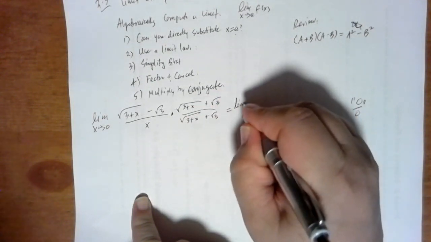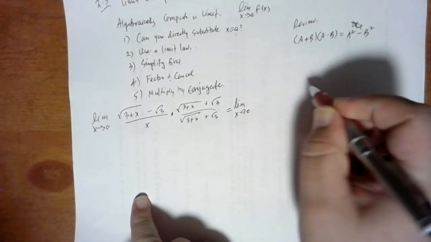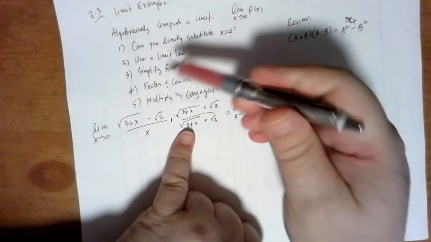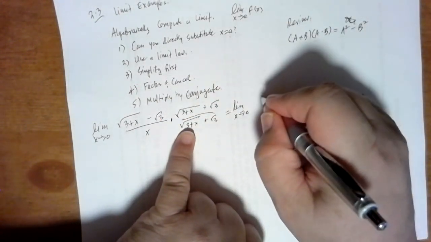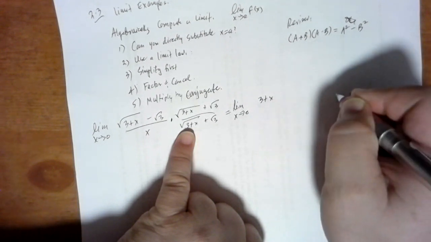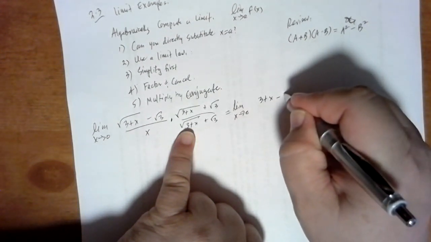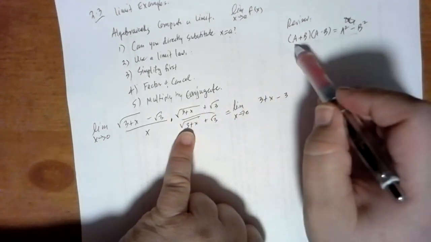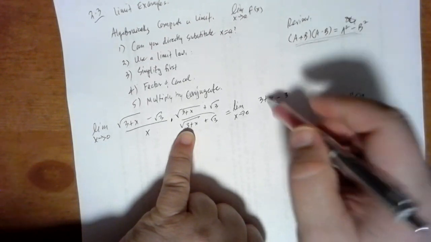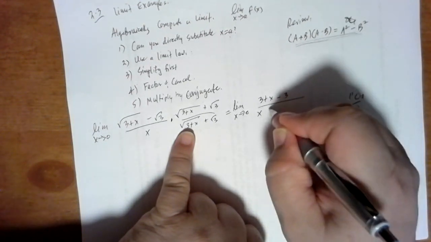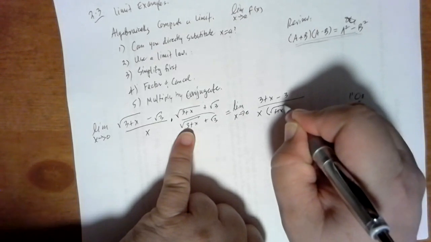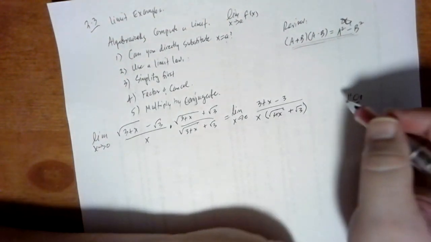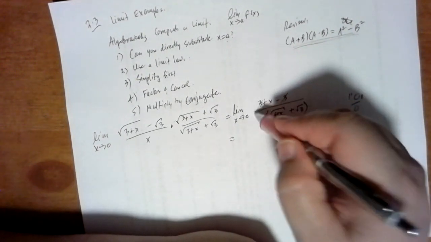Okay, so the numerator becomes something nice by design. That's going to be the square root of 3 plus x squared, which will just be 3 plus x, and then minus the square root of 3 squared, which is just 3. Now you could multiply this out if you wanted to, but because we have this rule right here, I'm just going to use it directly. And then divided by x times the square root of 3 plus x plus the square root of 3. Good. And now the 3's cancel.